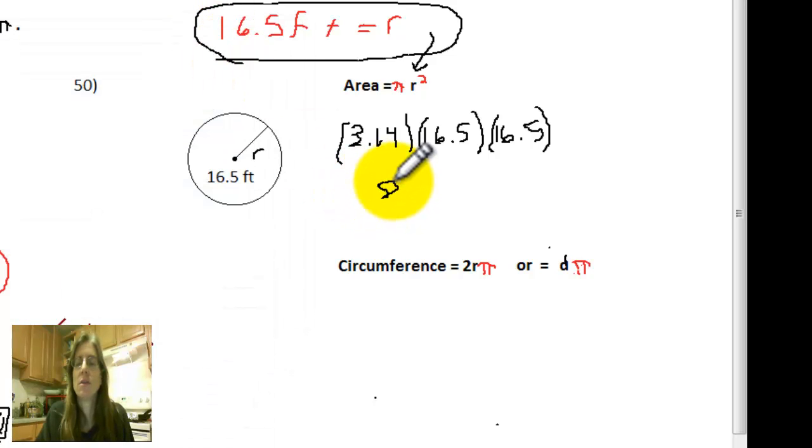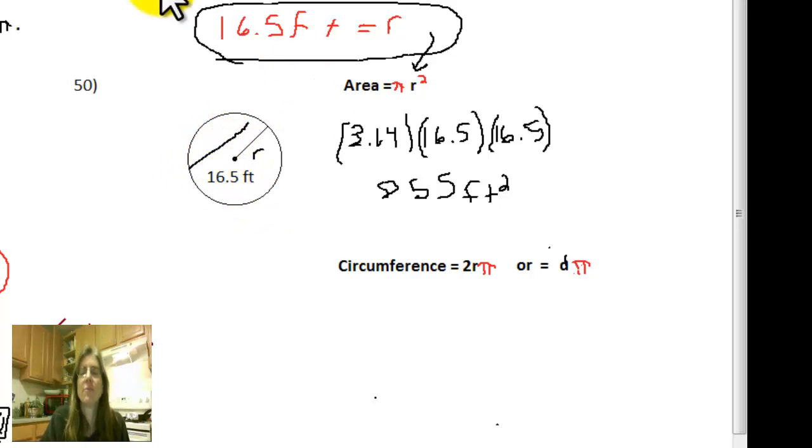So we're going to say 855, and this is feet, and it's feet squared because we calculated area, and that's all the stuff in the middle, kind of all this stuff here.